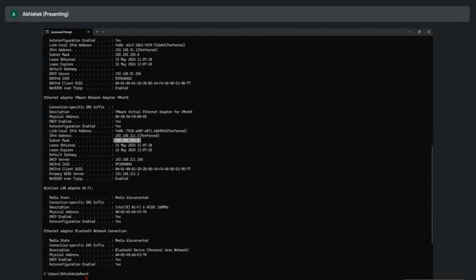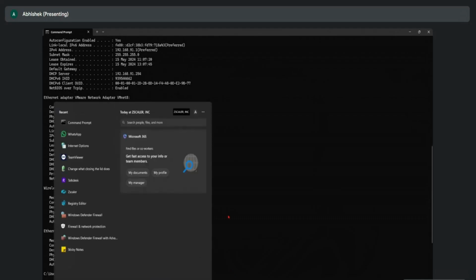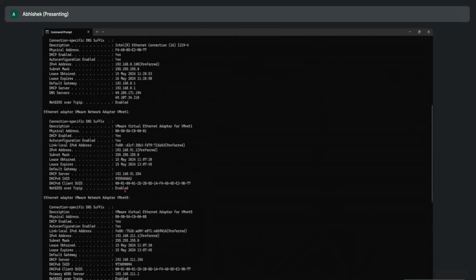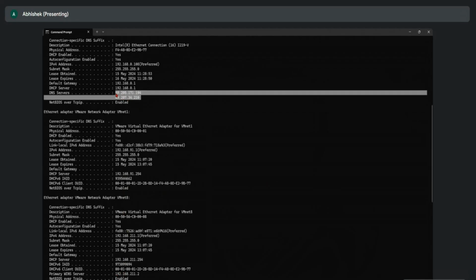Now, sir, in the Ethernet adapter, let's go through it once. Here we have the DNS server as 49.205.171.194. Is this a private IP? Is that your ISP giving you this IP address? Yes, this is the public IP.